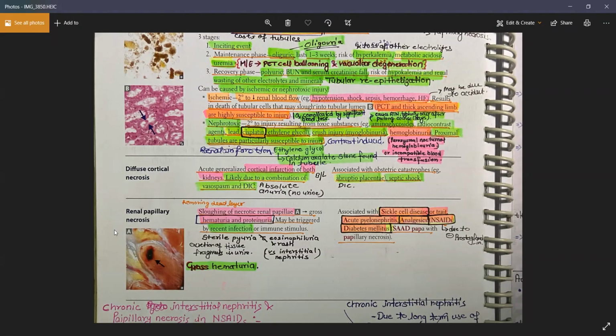So here, hematuria without cast. Yeah, hematuria without cast, because this pathology lies after the tubules, not within the tubules. So no cast.